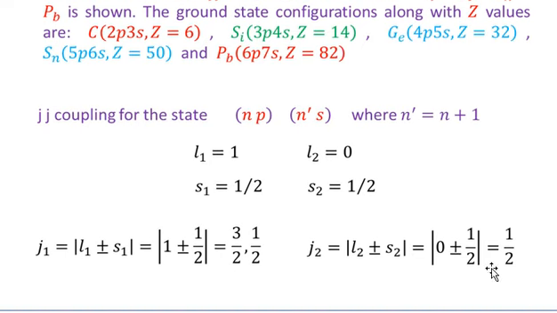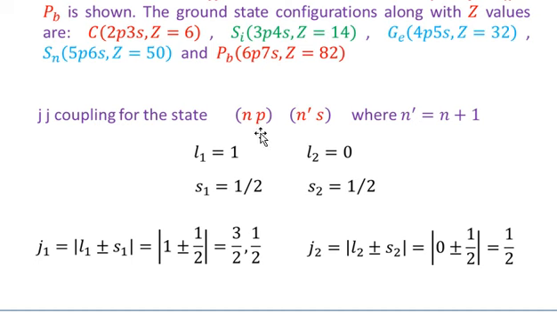So JJ coupling for the states np and n prime s, where for the carbon atom n prime is equal to n plus 1. This is also applicable for the other atoms, but this n will change. For example, for the carbon atom, this n is equal to 2. For the silicon atom, this small n is equal to 3. For the germanium atom, this n is equal to 4, and so on.